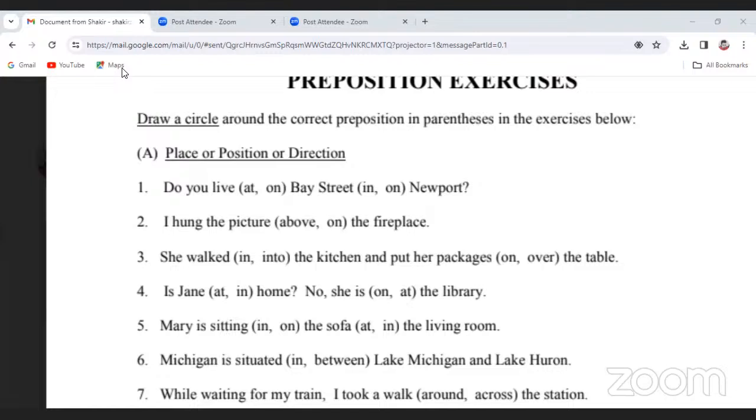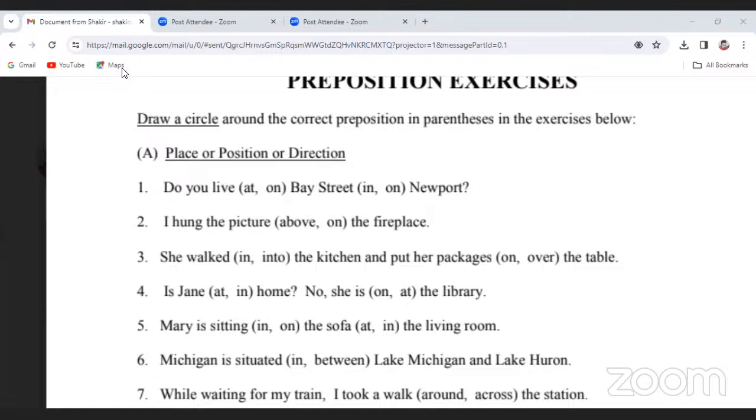I hung the picture dash the fireplace. Above. Exactly. I hung the picture above the fireplace. Okay. We move to number 3.